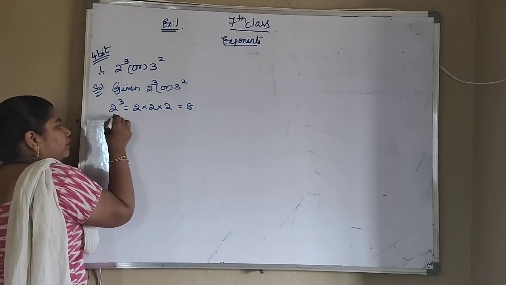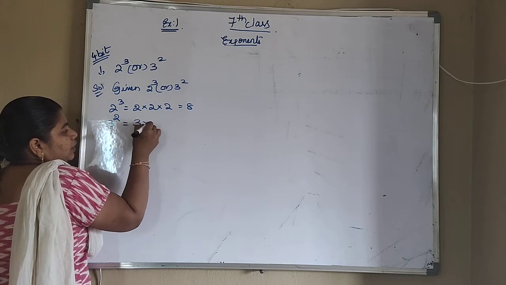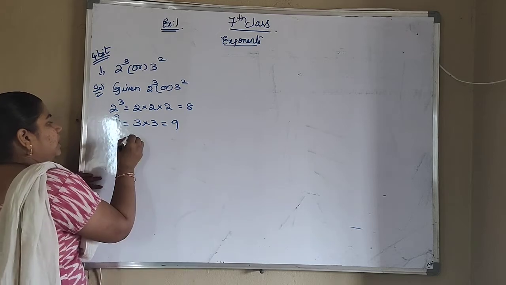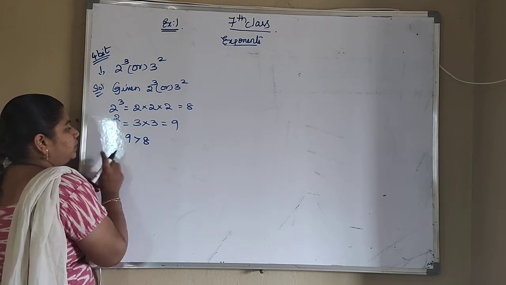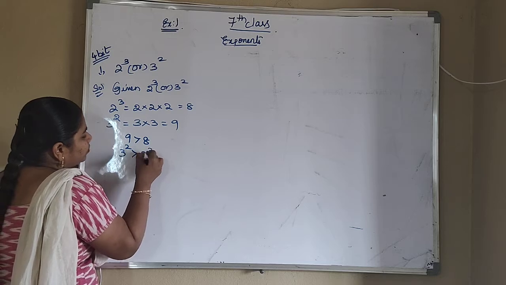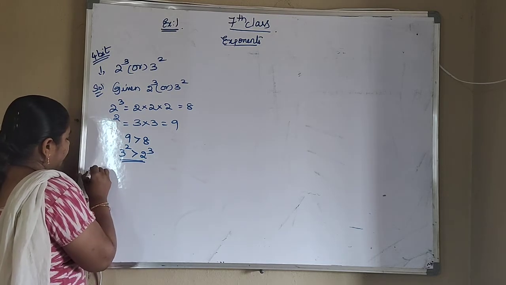So now 3 we have to multiply 2 times. That is 3 into 3. 3 into 3 is 9. So here 9 is greater than 8. So 9, which is 3 square, is greater than 2 cube. This is the first one.